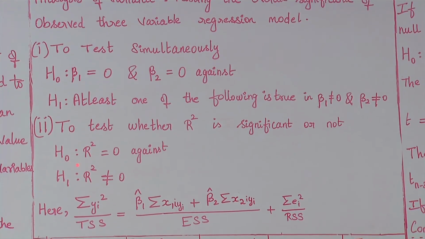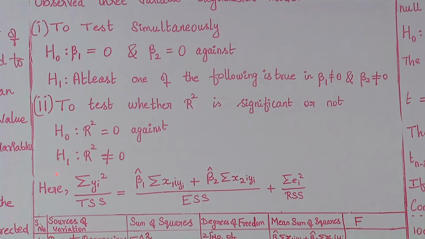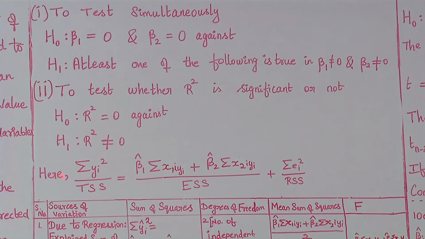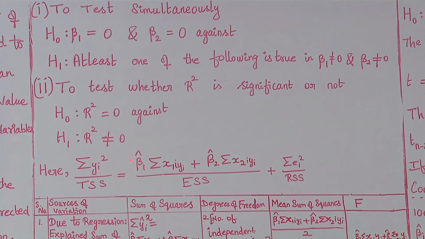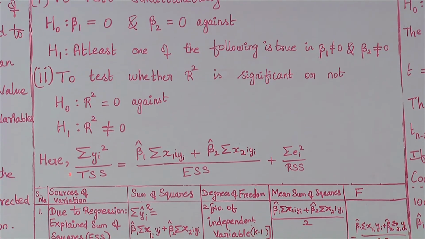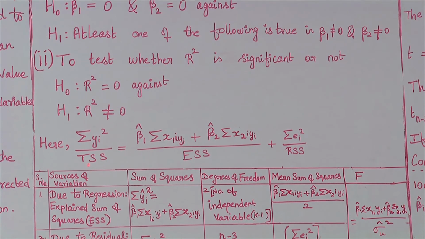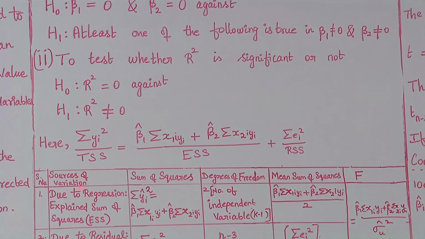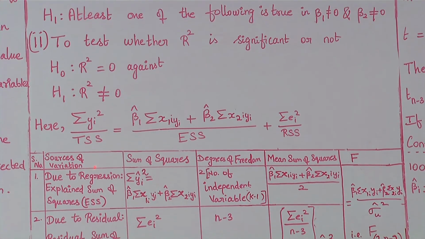So, the null hypothesis H naught is framed as R square is equal to 0 against the alternative hypothesis H1, R square not equal to 0. So, how to proceed? Actually the ANOVA states this, but before going to this statement, let us come to this table. This table helps us to calculate the F statistic.